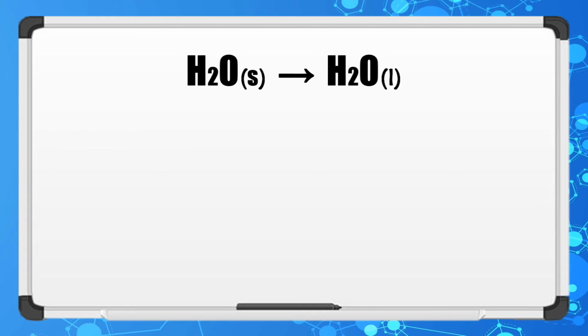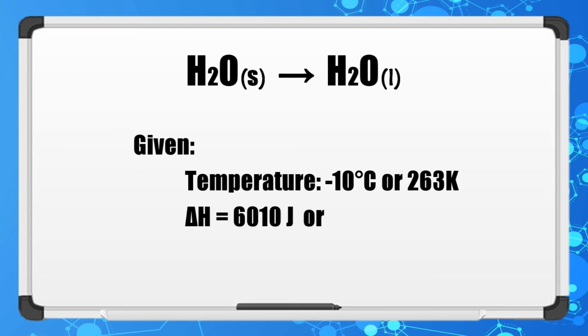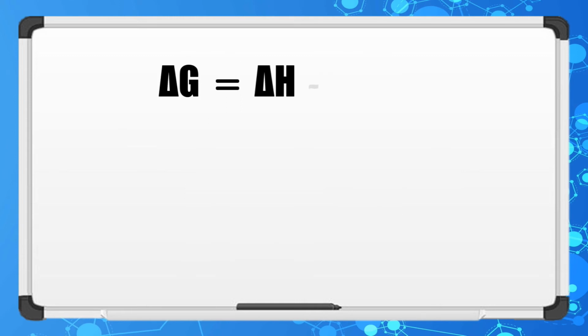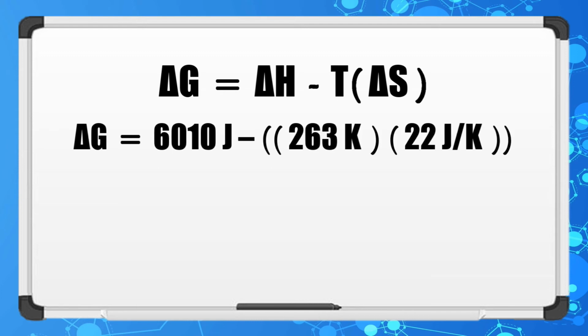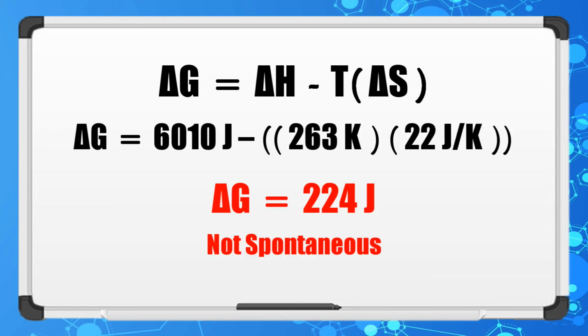Our next example is the same problem as the previous example, except our temperature now has been lowered to 263 Kelvin. We have the following given values: temperature at negative 10 degrees Celsius or 263 Kelvin, delta H is equal to 6010 joules or 6.01 kilojoules, and delta S is equal to 22 joules per Kelvin. We will compute for the Gibbs energy to determine if the reaction will still be spontaneous. We have the formula for delta G, then substitute the given values of delta H and delta S and simplify. Delta G will be equal to 224 joules.